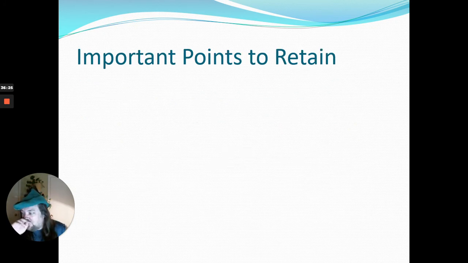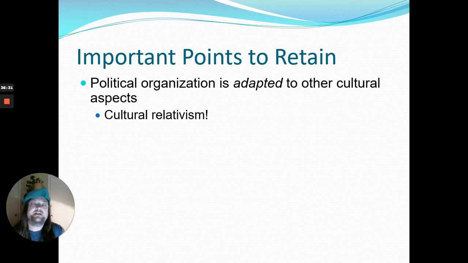Okay, so some important points to retain. We're almost at the end here. Some important points to retain from this discussion is that political organization is adapted to other cultural aspects, and those other cultural aspects are adapted to political organization. Again, when we talk about holism, it's because everything within a culture is linked together, and it doesn't mean it's static and never changes, okay? But if some things change, then other things have to change as well, because they're connected in this giant web.